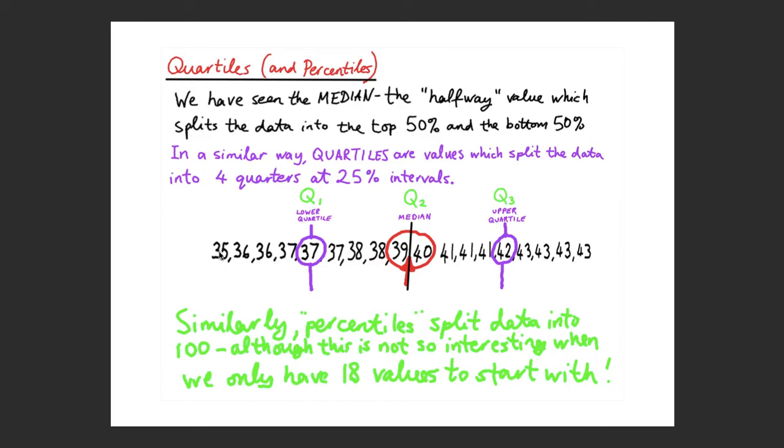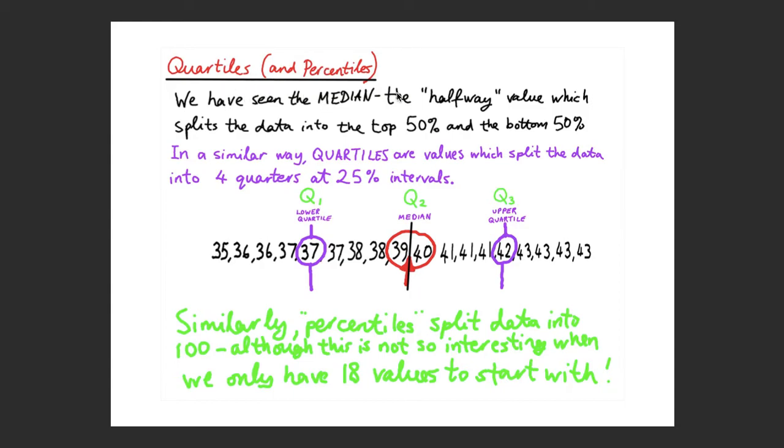A quarter of the people, or 25% of the people, are 37 or under. The next 25% of people are between 37 and 39.5. The next 25% of people are between 39.5 and 42 shoe size. And then the top 25% of people are shoe size 42 or above. So this is all about quartiles.